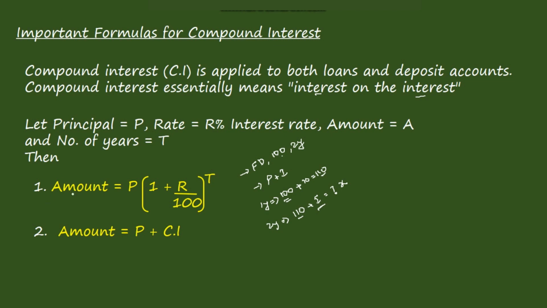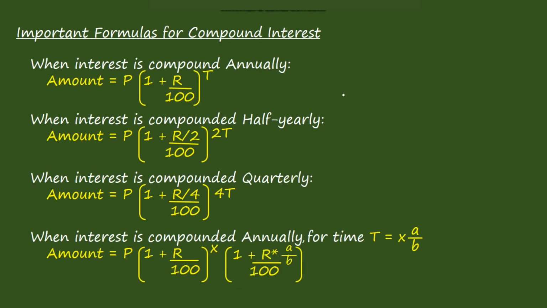The general formula that we know is amount is equal to P into 1 plus R by 100 whole power T. And amount is equal to P plus C.I. Right. Let's come to a few more important formulas of compound interest. The first one is, if you consider annually, then the formula is P into 1 plus R by 100 whole power T only.